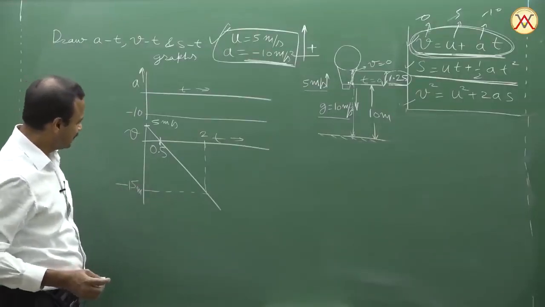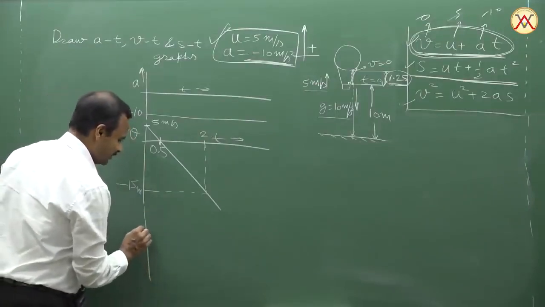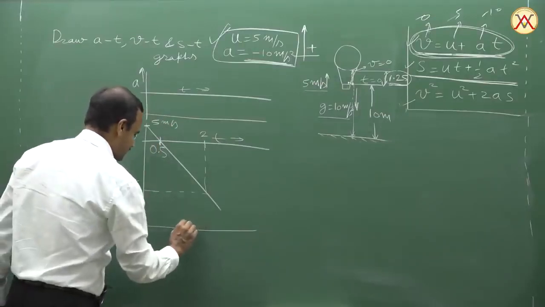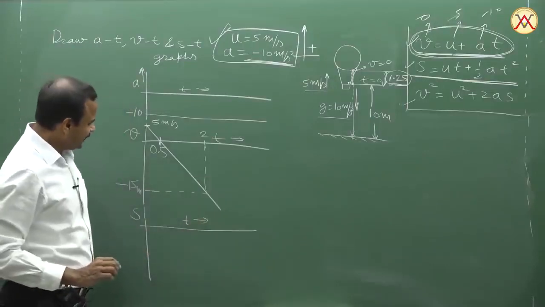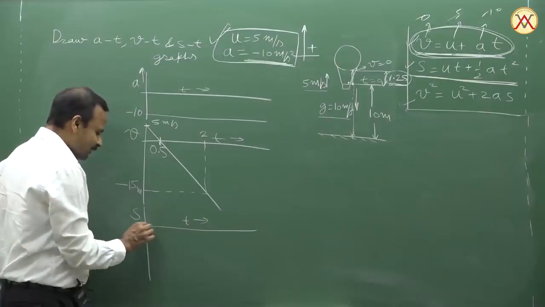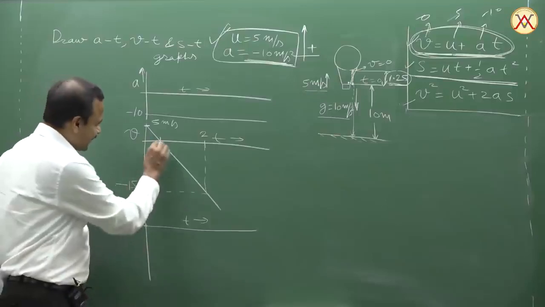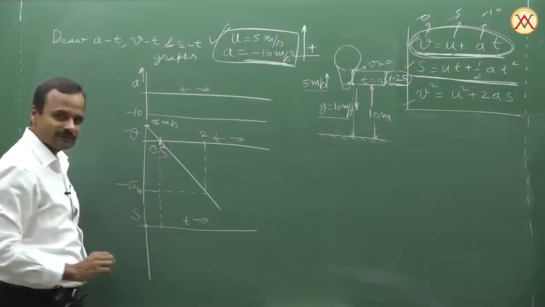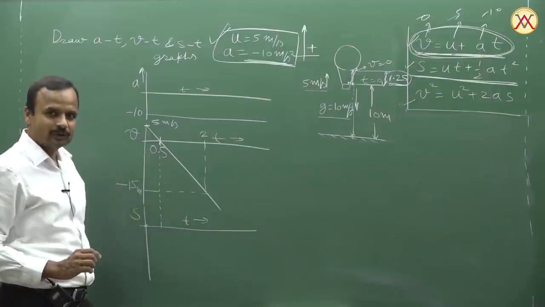Now the third graph. The third one was the S-T graph, or the displacement-time graph. Now in this graph, at t equal to 0, displacement is 0. 0.5 second, the same point, refers to the highest point of the graph. So the value of S will be maximum positive at t equal to 0.5.